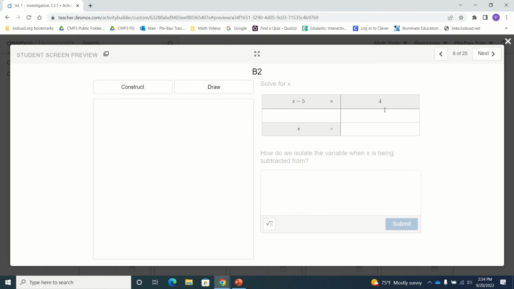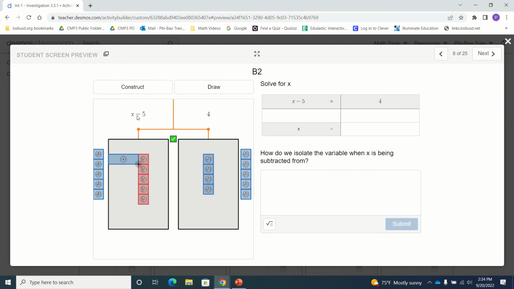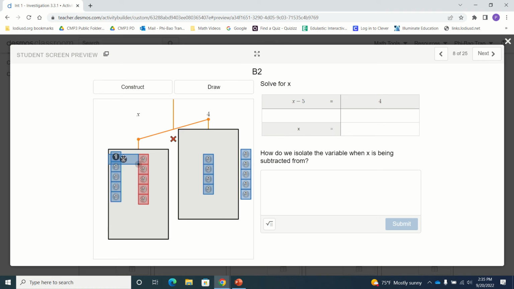Right, B part 2. Right now we have x and 5 negatives, or x minus 5 here. So another way we can get rid of tiles is by adding in its opposite. What will cancel out these 5 negatives would be 5 positives. So let's drag in these 5 positives. And notice that when I overlap them, they cancel out. So to get rid of these minus 5, I can add 5.